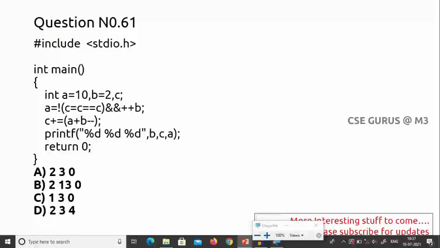Now can you try this one? So what is the answer for this one? So a equals 10, b equals 2. This is the one expression given. So you can see double and is there like this. So how do you have to consider? Okay. So the first thing you have to observe here is inside the braces. So c double equals to c.